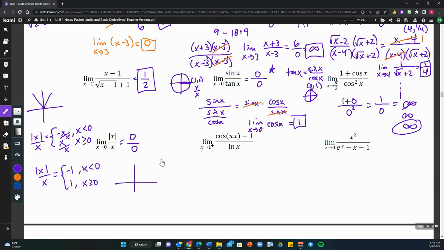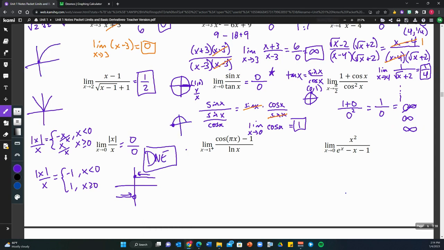So when we think about that graph, to the left of 0, we are at the y value of negative 1, and to the right of 0, we are at the y value of positive 1. So using the graph, we can evaluate the limit as x approaches 0, or try to anyways. And we see that this is a jump discontinuity. The one-sided limits are approaching different values, so we know that this limit does not exist.